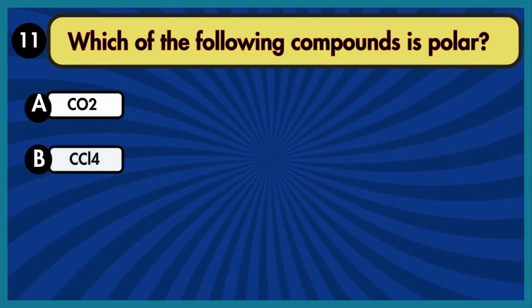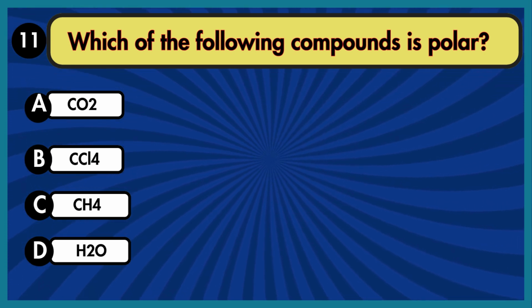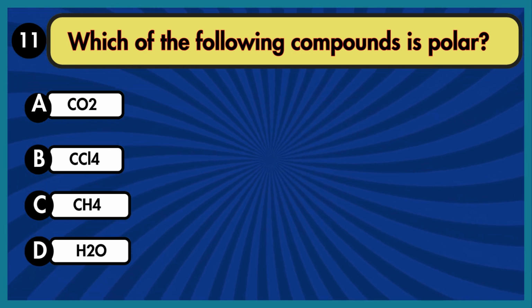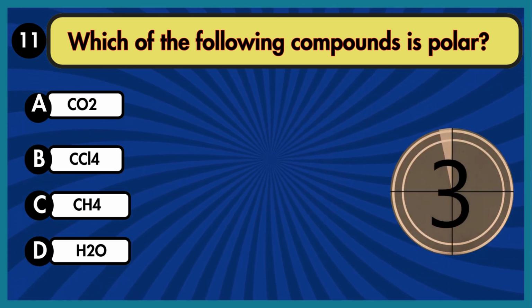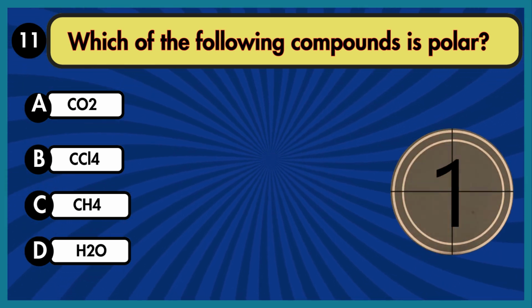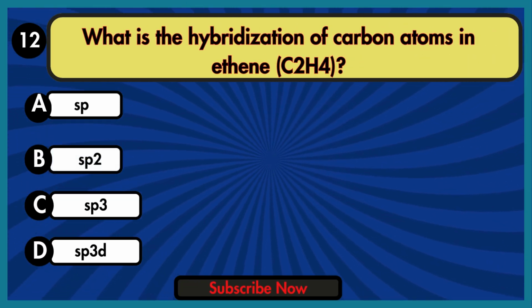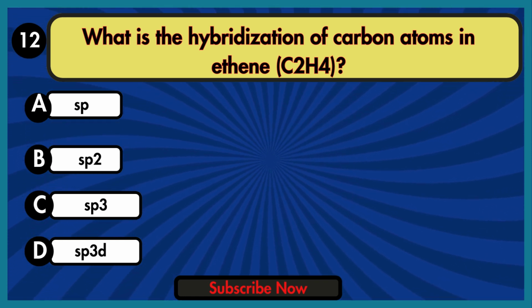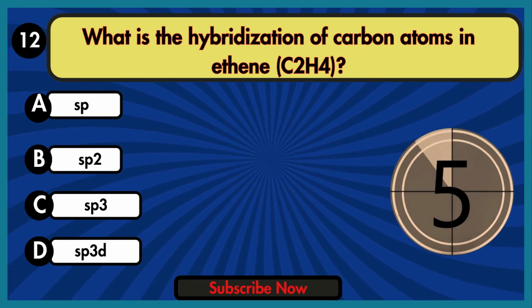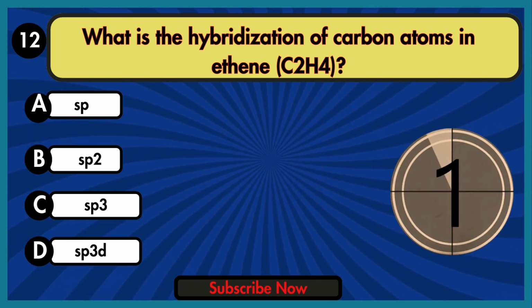Which of the following compounds is polar? A. CO2, B. CCl4, C. CH4, D. H2O. The correct answer is option D, H2O. What is the hybridization of carbon atoms in ethene, C2H4? A. sp, B. sp2, C. sp3, D. sp3d. The correct answer is option B.